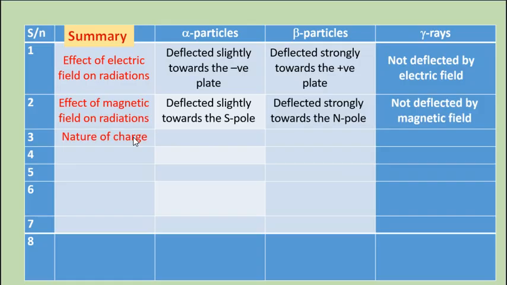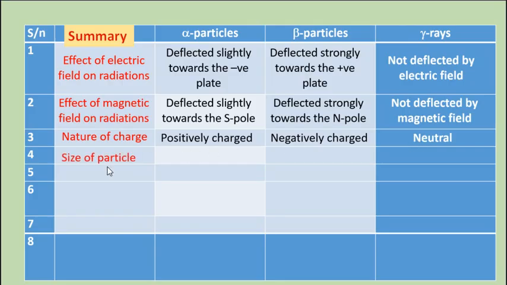Then the next one we're looking at, the nature of the charge. When we talk about the nature, is it a positive charge or negative or neutral? Now, from our discussion, this is deflected towards a negative plate, meaning it should be what now? A positively charged particle. This is deflected towards the positive plate, meaning that the nature should be what? A negatively charged particle. This one is not deflected at all, meaning it is what? Neutral. It is not a charged particle. It's an electromagnetic wave.